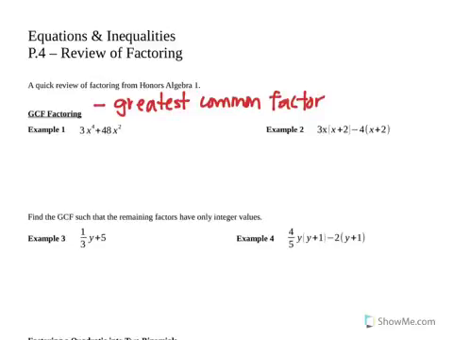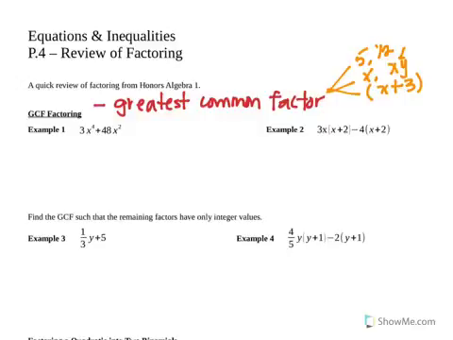Some things to keep in mind is that sometimes the greatest common factor is a number, like 5 or 1/2. Sometimes the greatest common factor is a variable, like x, or even a product of variables, like x squared y. And sometimes the greatest common factor is a binomial, like x plus 3. So watch for different kinds of greatest common factors. Let's look at example 1.